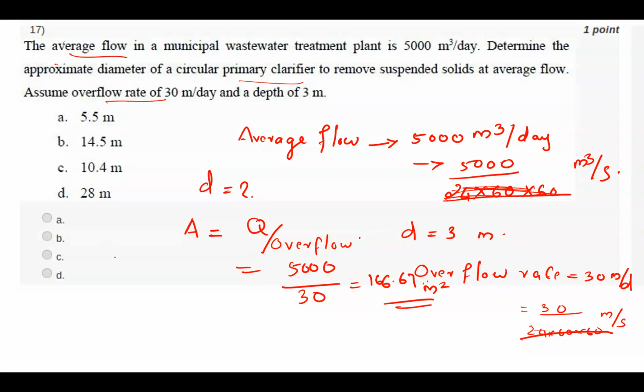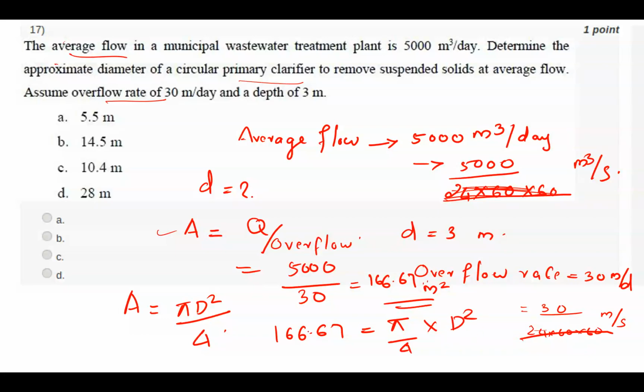Now it is given like a circular clarifier. So the area of a circular clarifier is A is equal to pi d square divided by 4. You don't need to convert this meter cube per day into meter cube per second, or 30 meter per day to meter per second, because we are calculating the area by dividing the same term. So this will get cancelled and we get the area. So put the area value here. You get 166.67 equal to pi by 4 into d square.